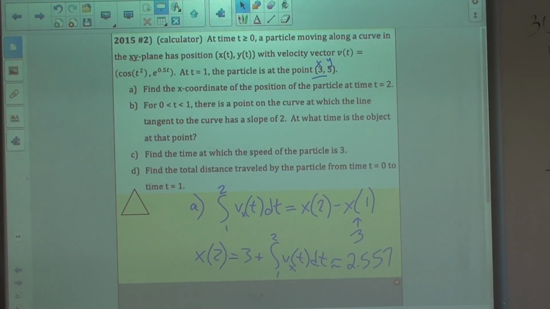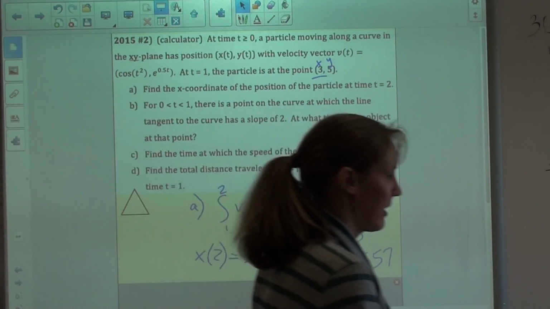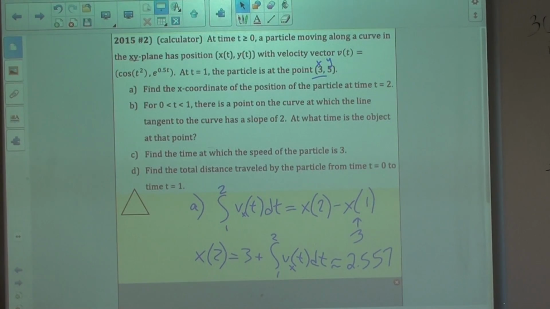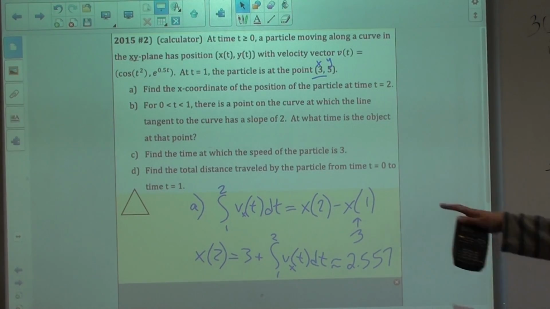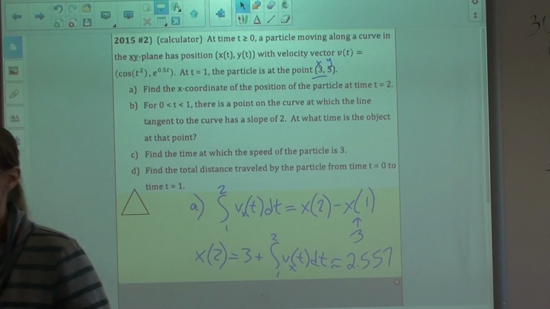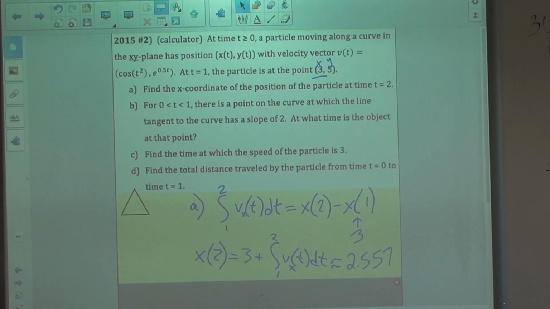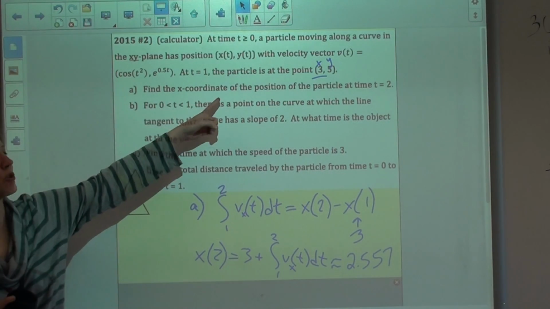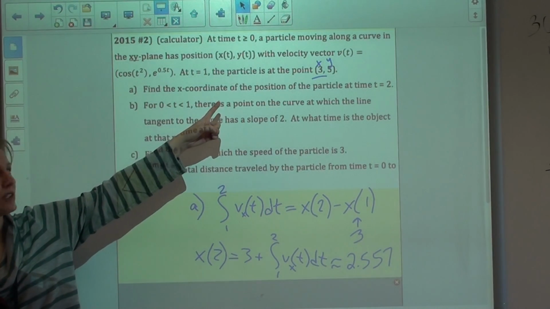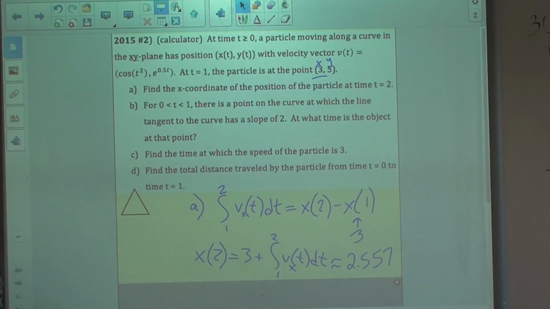I forgot my calculator at home. You want to borrow mine? How do you plug in V of t? Well, you have to plug in what it is. By the way, which function do we use for our velocity? Cosine t squared. Why just the cosine t squared? Because we're just talking about the x coordinate, right? Yeah, so you're just using cosine t squared for your velocity.